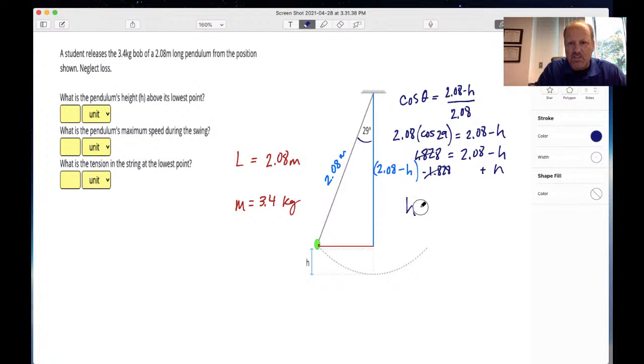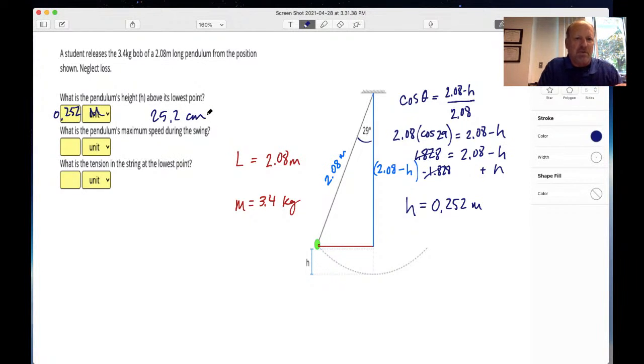So that means H is equal to 2.08 minus that number, and that's 0.252 meters. So the pendulum's height above the lowest point is 0.252 meters, or 25.2 centimeters. Depends on how it wants to be recorded.